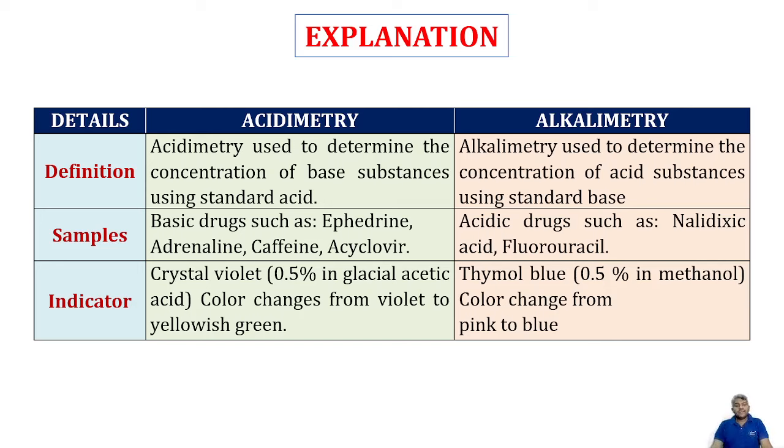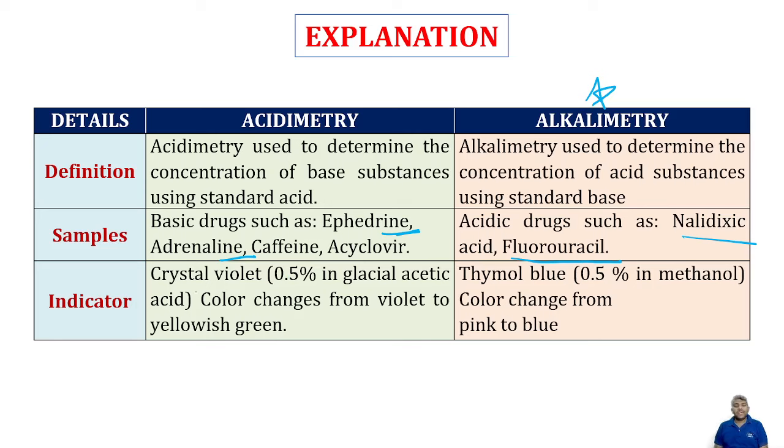Next, the samples that you choose for acidimetry are like ephedrine, adrenaline, caffeine and acyclovir. Any drug that ends with 'ine', either amlodipine or nicardipine, the 'ine' ending in the drug name means it is a basic drug, whereas nalidixic acid and 5-fluorouracil are acidic drugs, which are used for alkalimetry.